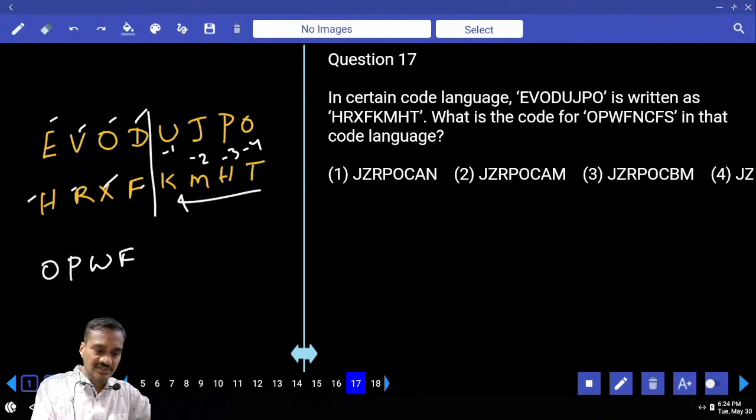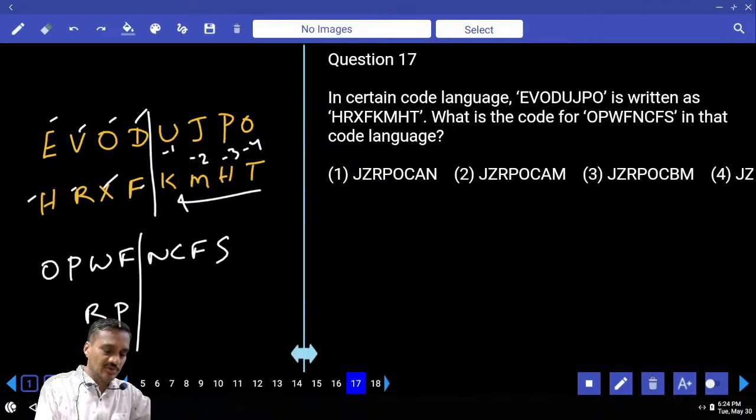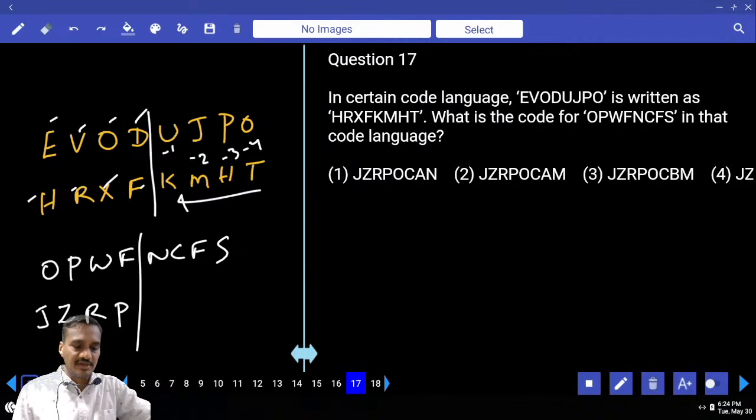OPWF NCFS. Then first one plus 1. O plus 1 is P. And P plus 2 is R. W plus 3 is Z. And plus 4 is J. J, Z, R, P.